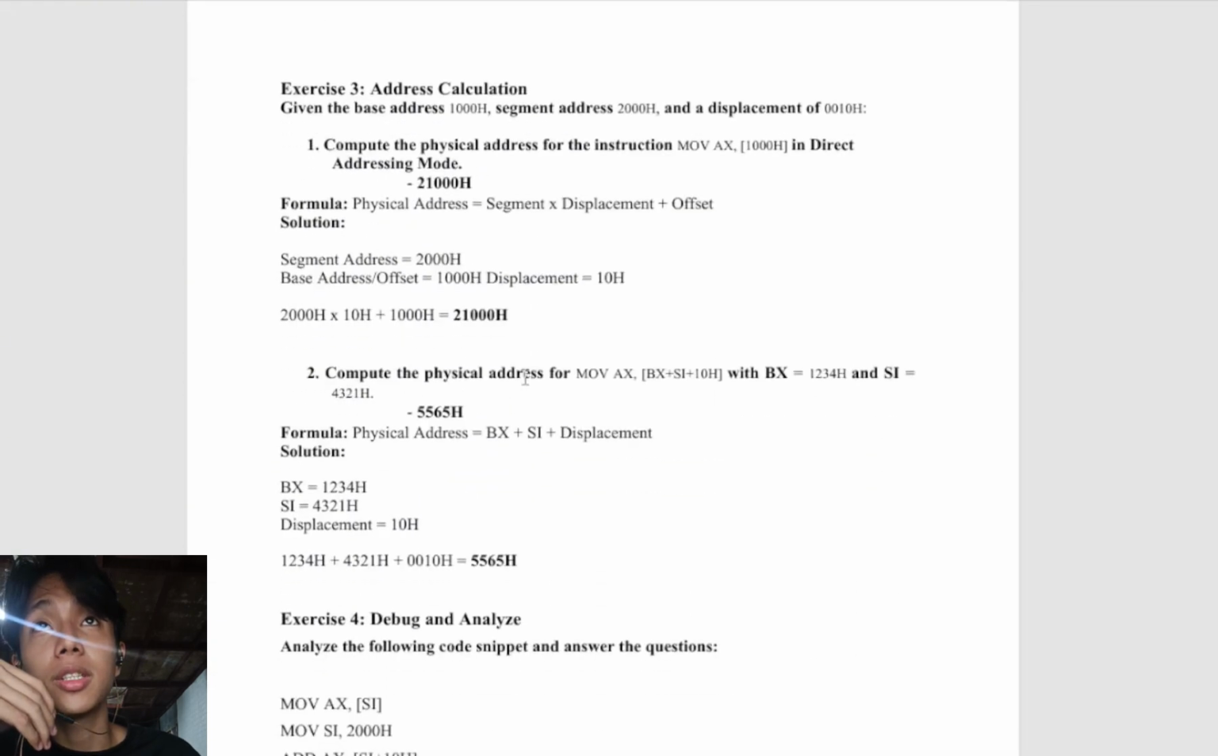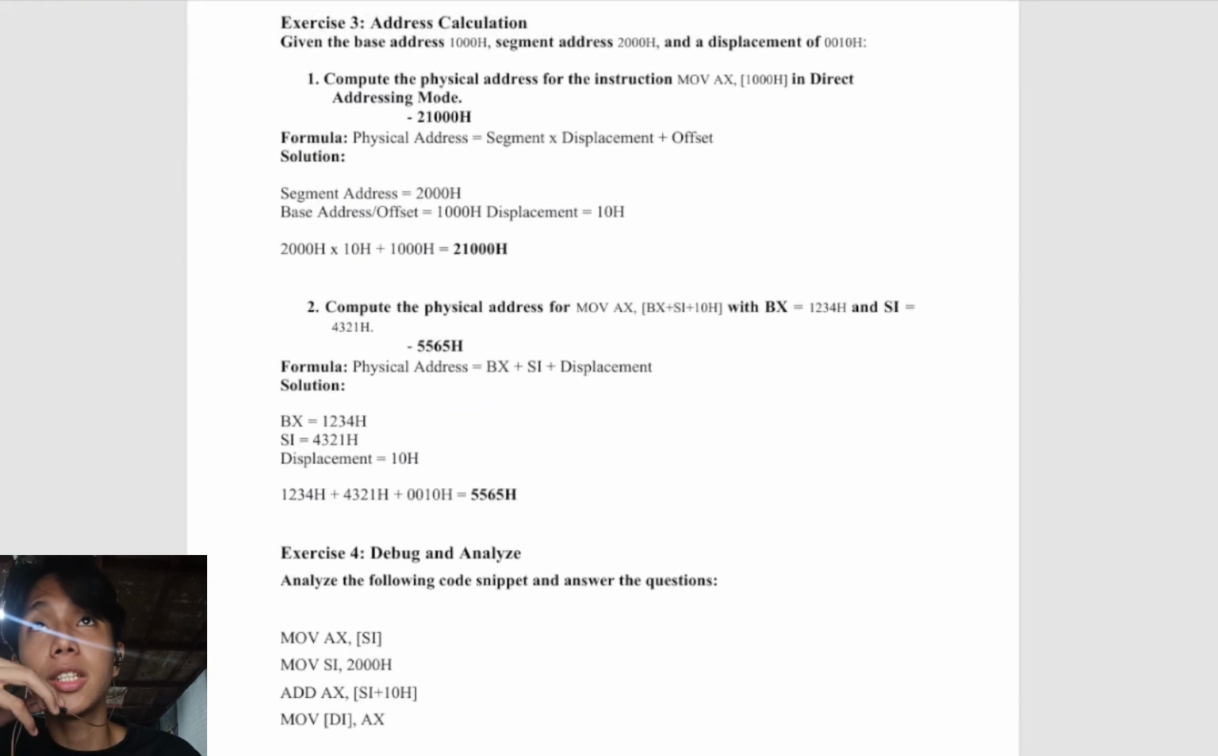Moving on to exercise number 3, which is the address calculation. Given the base address of 1000H, segment address of 2000H, and a displacement of 0010H, number 1's question is to compute the physical address for the instruction MOV AX, [1000H] in direct addressing mode. The formula is physical address equals segment times 10H plus offset.